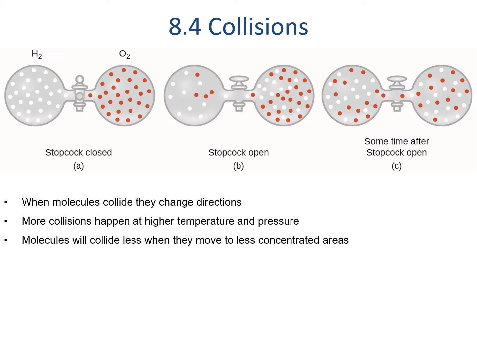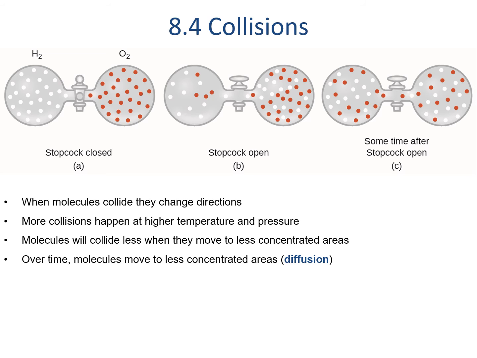So if we open the stopcock as shown in B, some of each particle may move to the other container. Any container that has fewer particles will have fewer collisions, meaning the molecules will change direction less often. Any container with more particles will have more collisions, making it more likely that the particles will, over time, move to a less concentrated area, which we call diffusion. This always happens over time, and eventually everything spreads out, as shown in C.